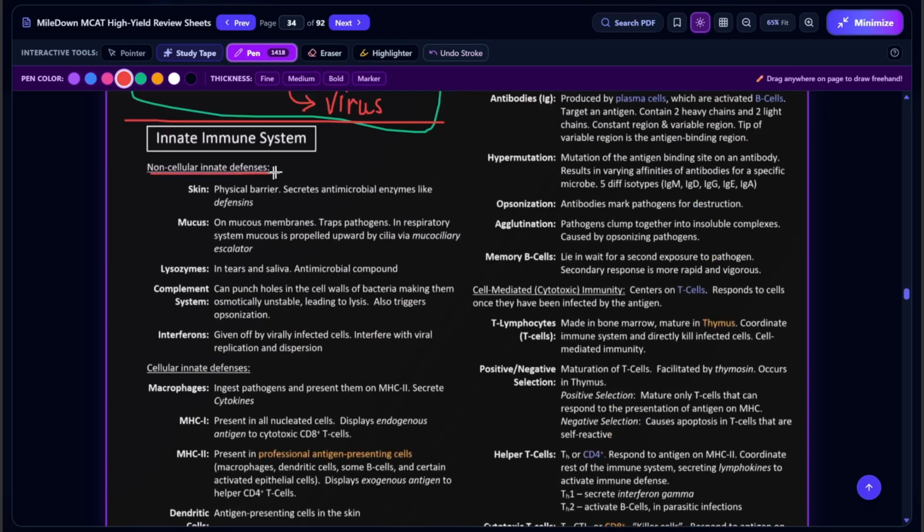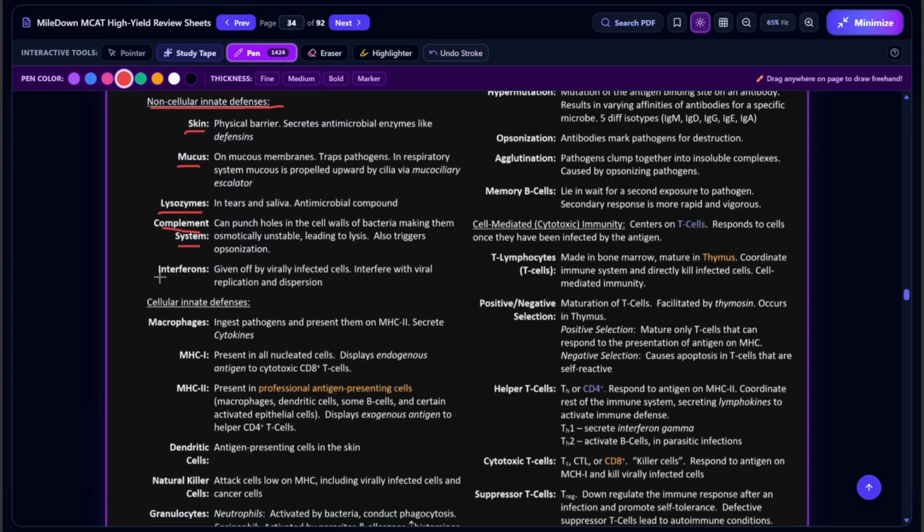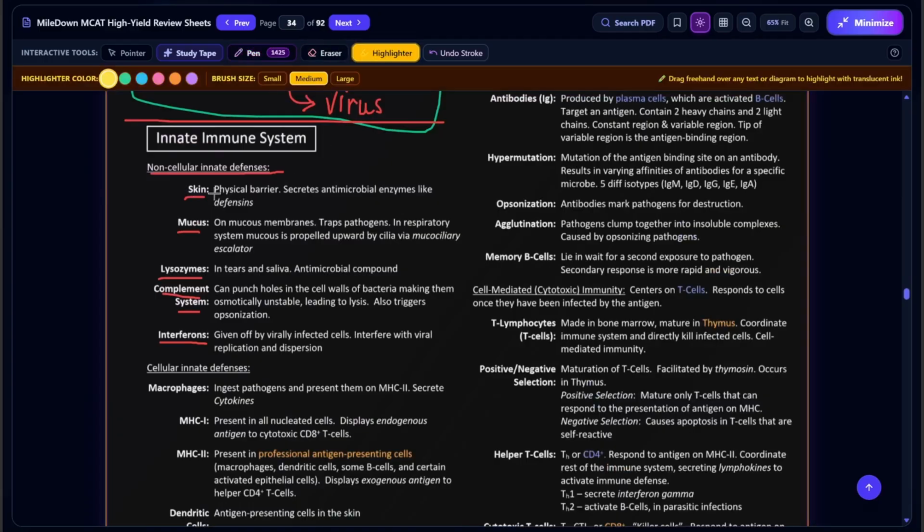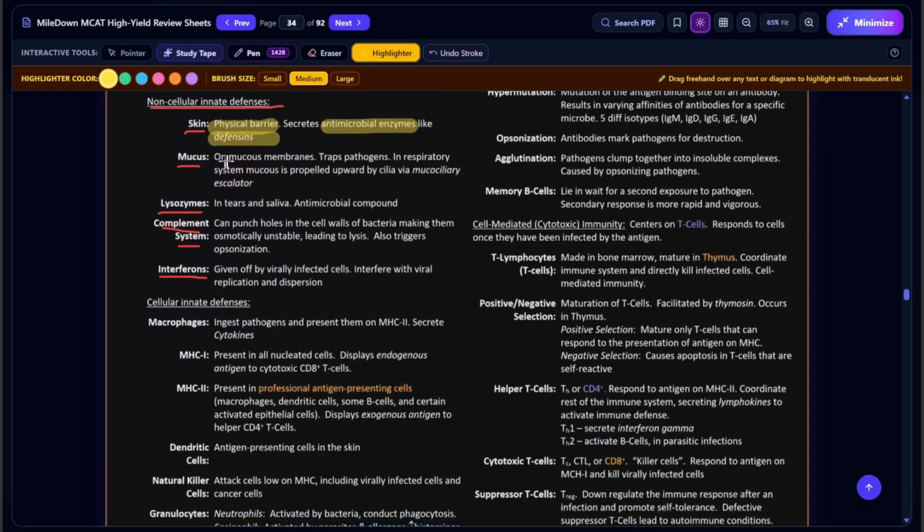So yeah, its non-cellular innate defenses include your skin, mucus, lysozymes, complement system, and interferons. So your skin is the physical barrier. I just talked about that, and it secretes antimicrobial enzymes like defensins. Mucus is on your mucous membranes. They trap pathogens, and they're in the respiratory system. Mucus is propelled upward by cilia via the mucociliary escalator.